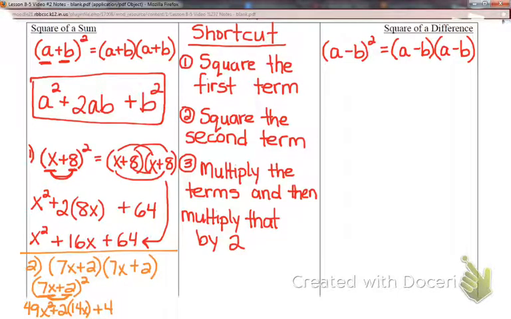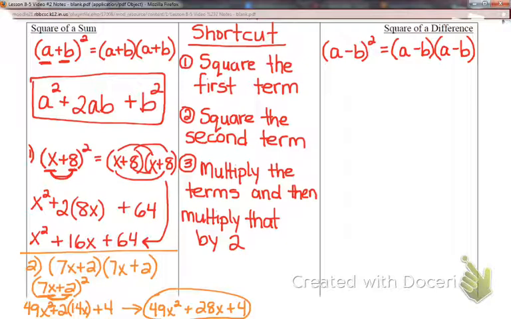And everything in this problem is positive, so you have all plus signs. And then to simplify it, you just take that 2 times the 14x. So my final answer, I'll write it over here because I kind of ran out of room. You're going to have that 49x squared, and then 2 times 14x is 28x, so plus 28x, and then plus the 4. And that would be the final answer.